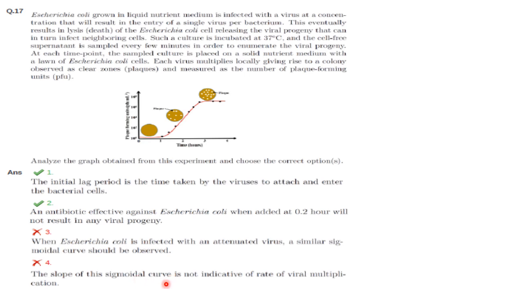Then, the slope of this sigmoidal curve is not indicative of the rate of viral multiplication. The slope indicates a burst, that is, the host cell releases many virus particles, that is assembly and release. So option 4 is also not correct.